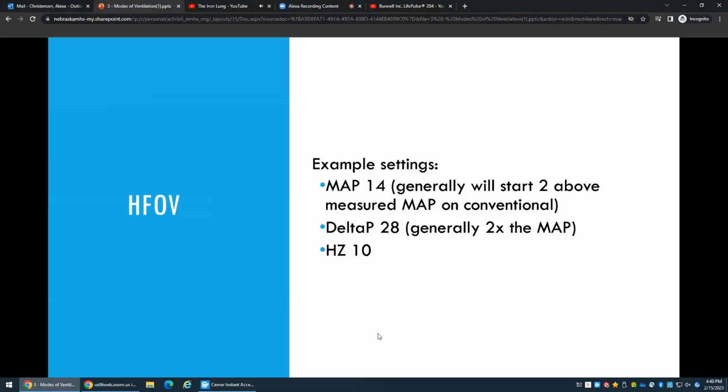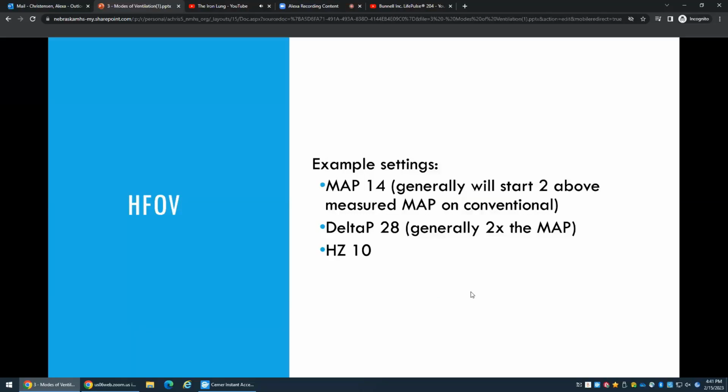So example settings, like I said, let's say the doc wants a MAP of 14, a Delta P of 28, and a hertz of 10. If the baby is on conventional ventilation, on the Avea or on the Draeger, the physician or nurse practitioner is going to ask us as the RT, what is your MAP running right now? Because we can measure that on conventional ventilation.